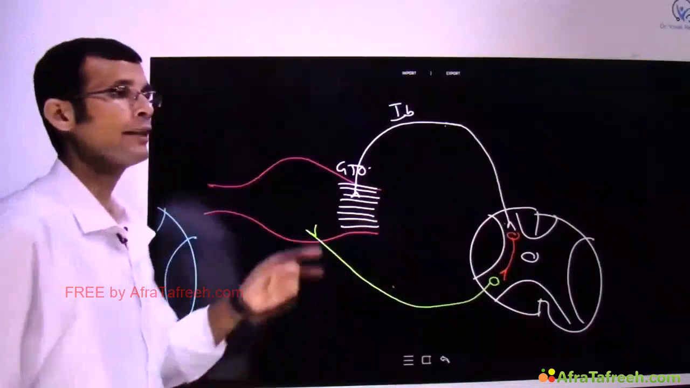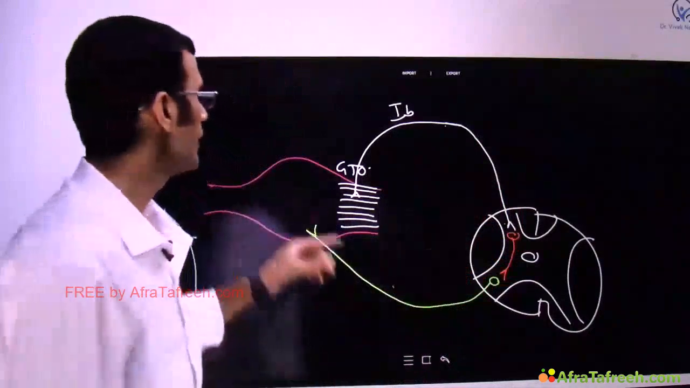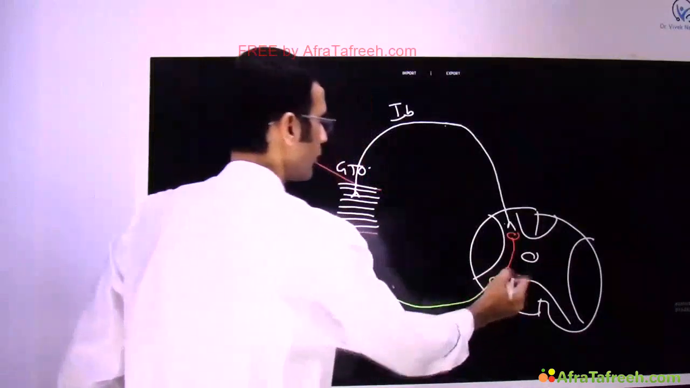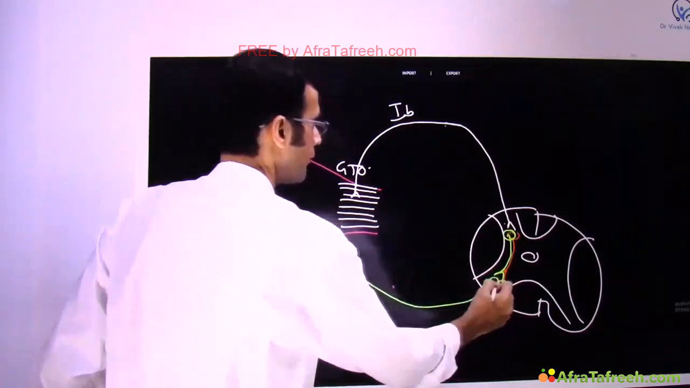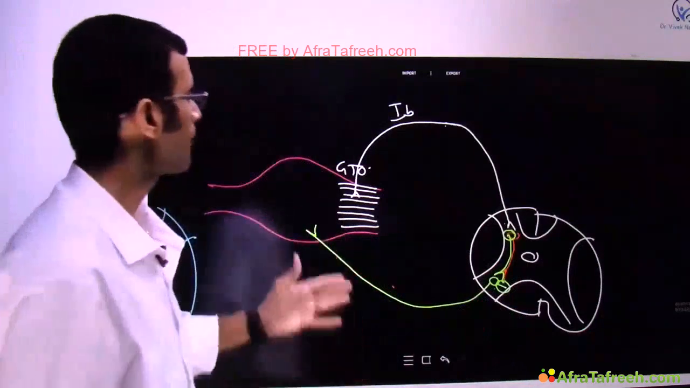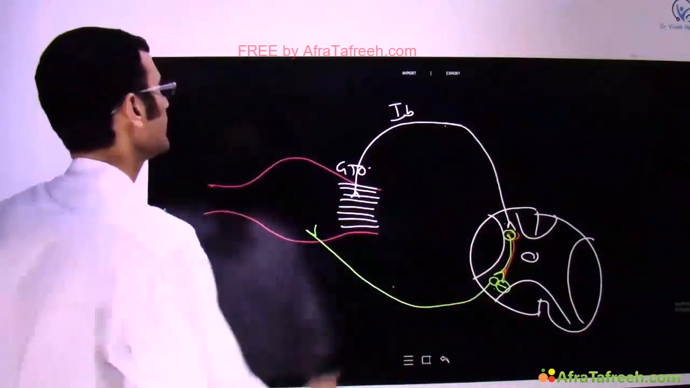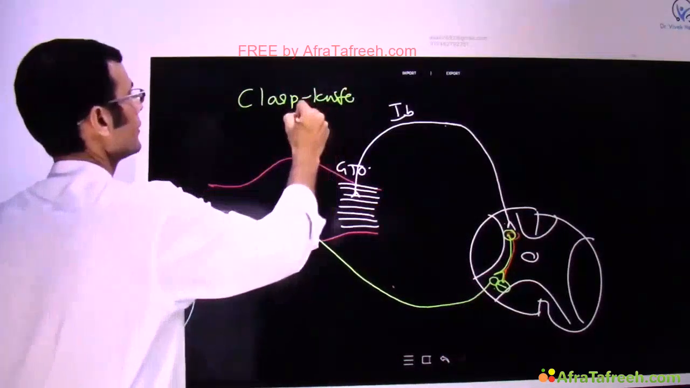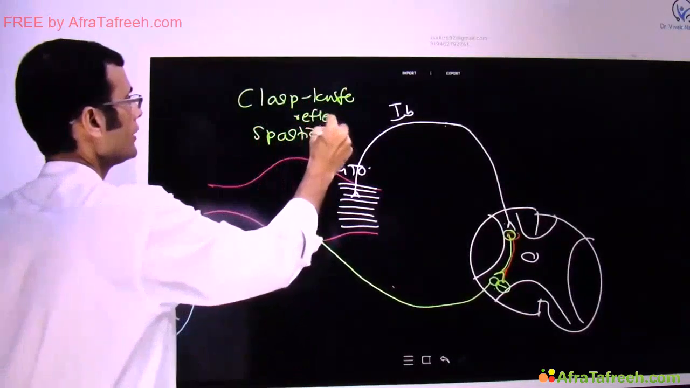Second point, reflex initiated by the muscle spindle was excitatory to the alpha motor neuron and to the muscle. Reflex initiated by the Golgi tendon organ will be always inhibitory to the alpha motor neuron. This is an inhibitory interneuron which ends on the alpha motor neuron. So, Golgi tendon organ initiates the reflex which will inhibit the alpha motor neuron, and that's the basis for the clasp knife reflex, that is spasticity seen in the pyramidal lesions.